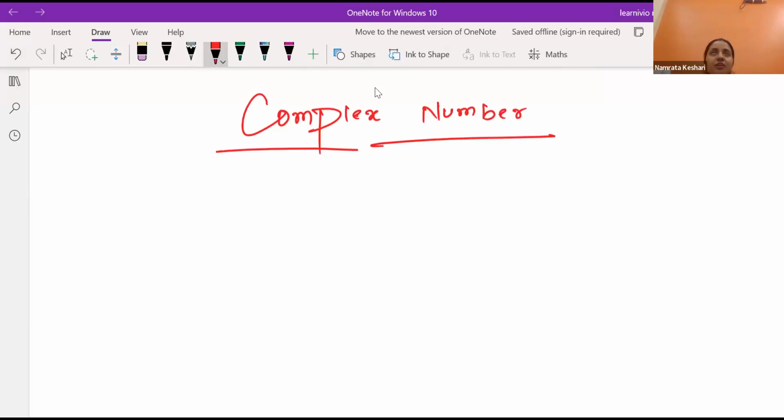Idea already you are having. But first, starting with quadratic equation.